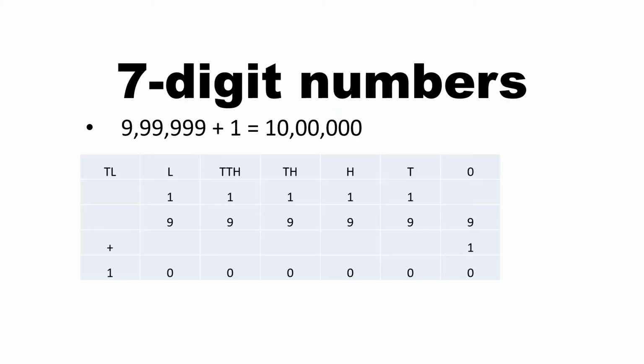As you all know, 9,99,999 is the greatest six-digit number. When we add 1 to it, it becomes 10 lakh. And 10 lakh is a 7-digit number. And in 10 lakh, we have 6 zeros.